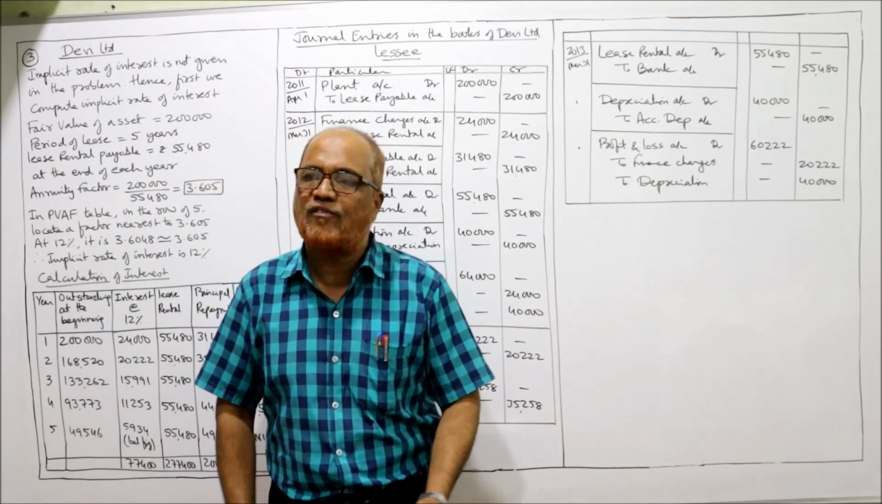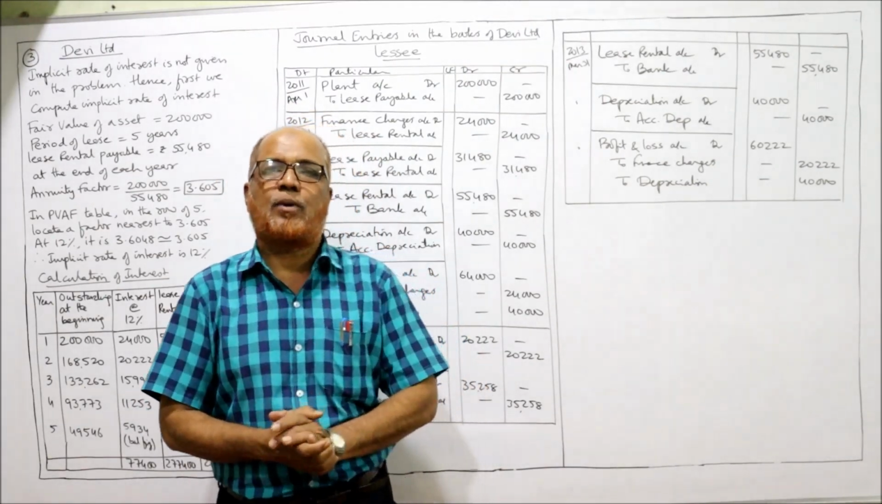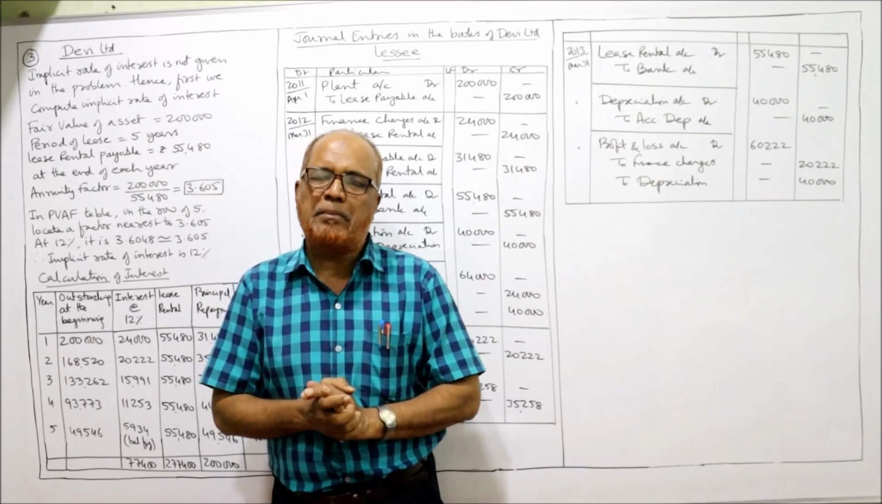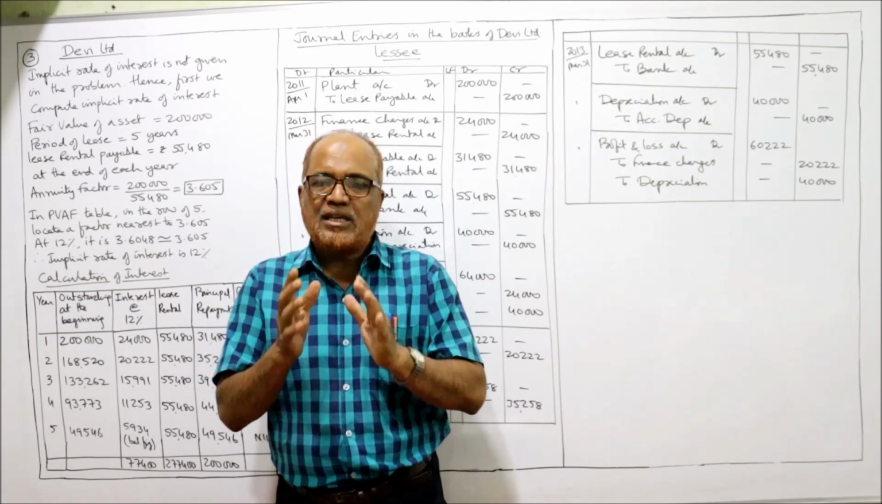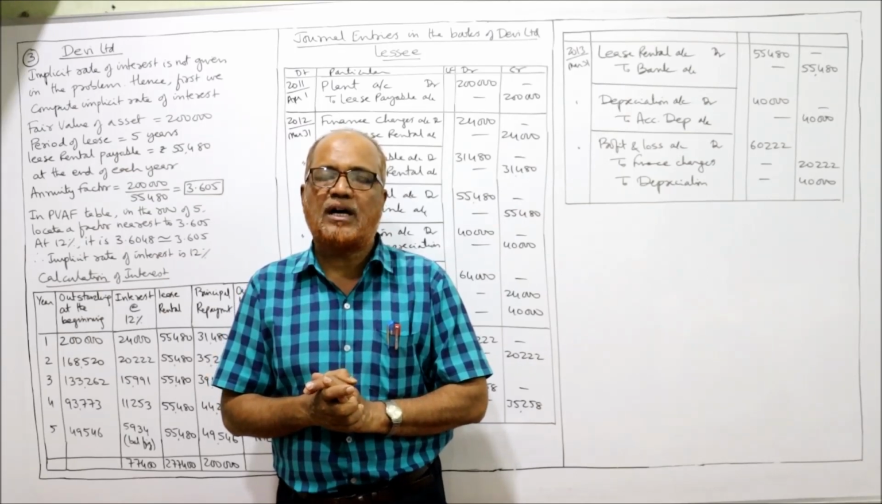So this is the end of problem number 3. So far we have completed 3 problems, main problems on lease accounting. In these 3 problems you have seen how the journal entries will be passed in the books of the lessee.